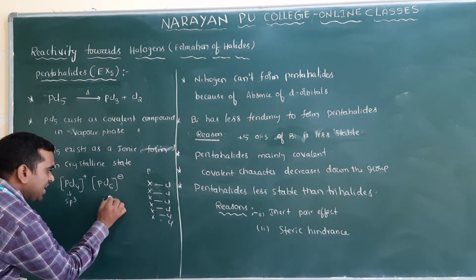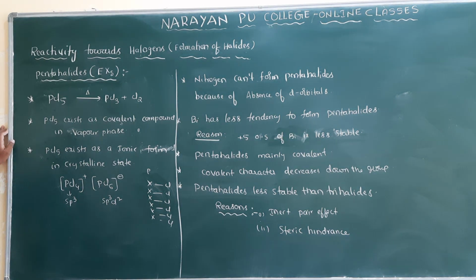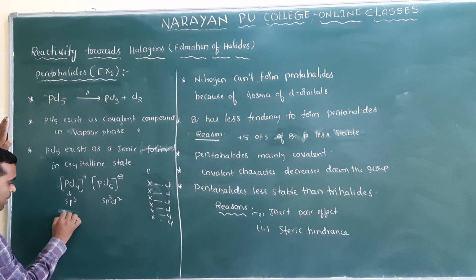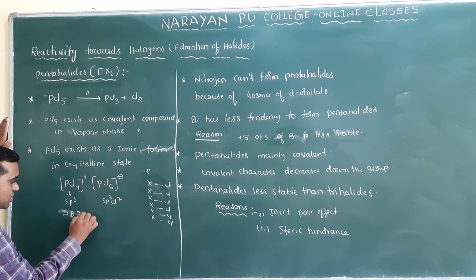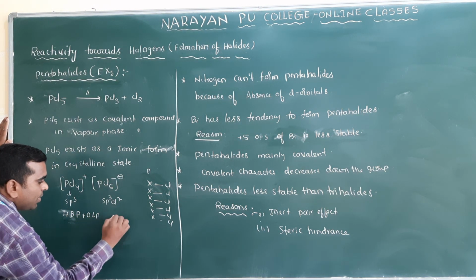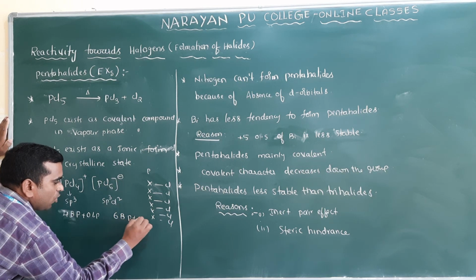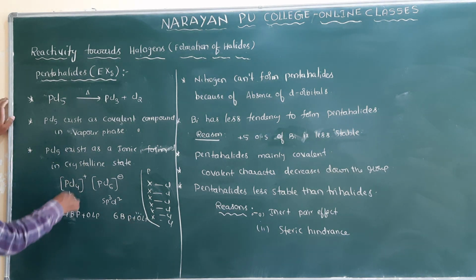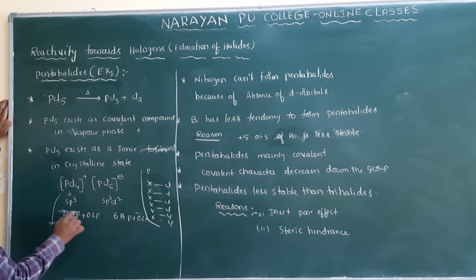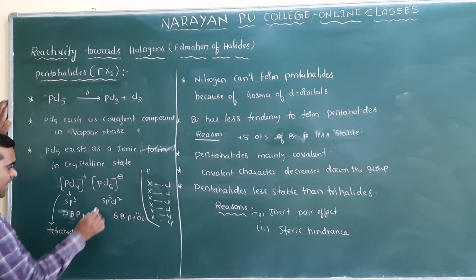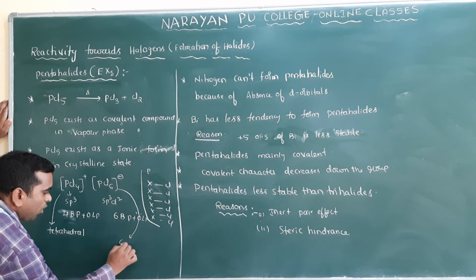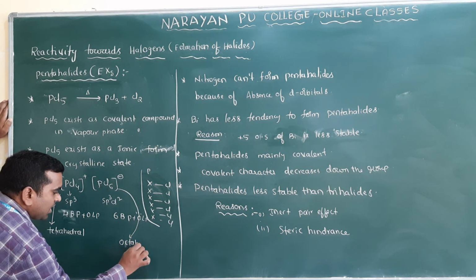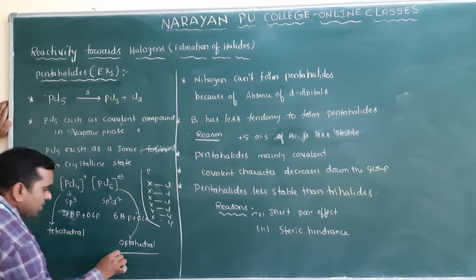6 means what? sp3d2. sp3 means, you know, 4 bond pairs and 0 lone pairs. And here, how many? 6 bond pairs and 0 lone pairs. So what is the shape of this PCl4? 4 and 0 means tetrahedral. PCl6, what is the shape? Octahedral. Clear?